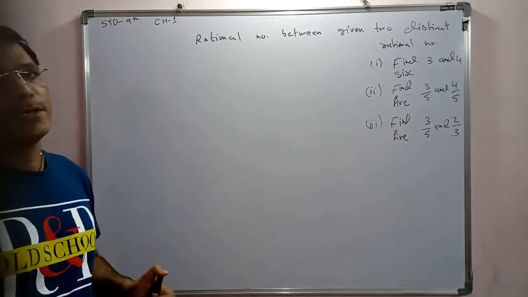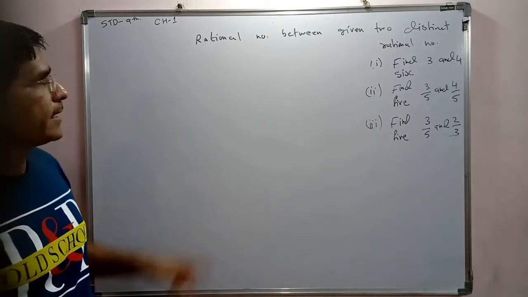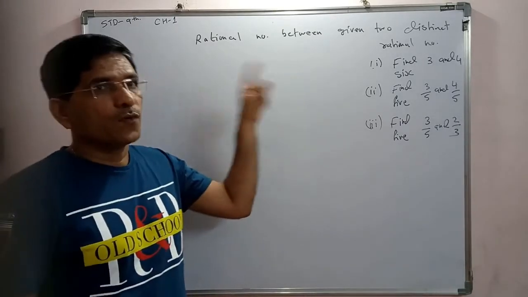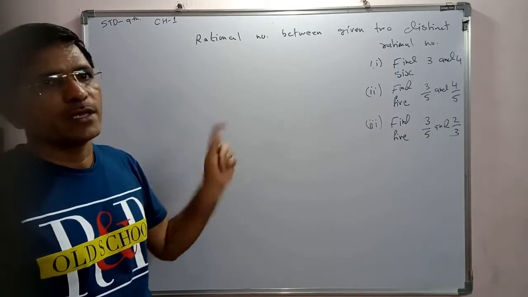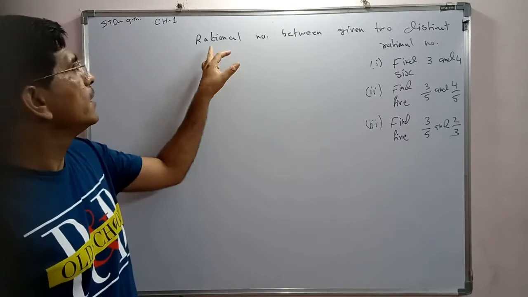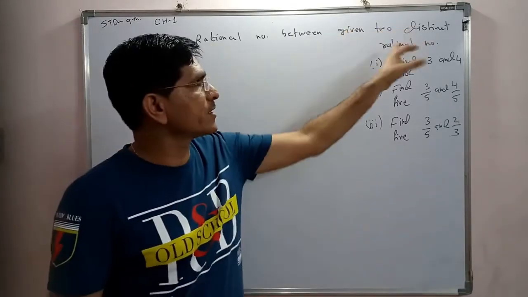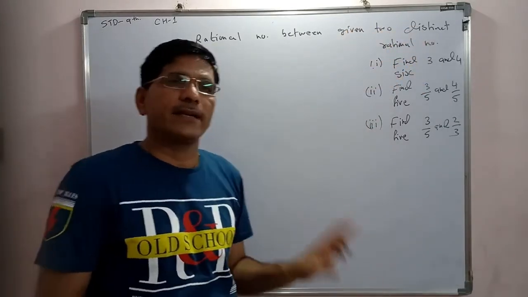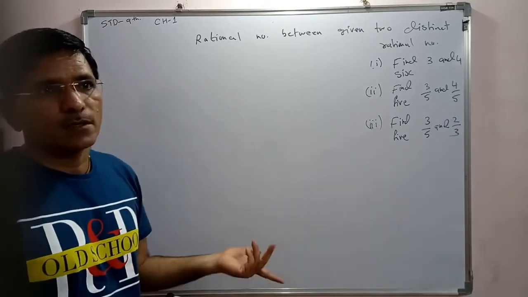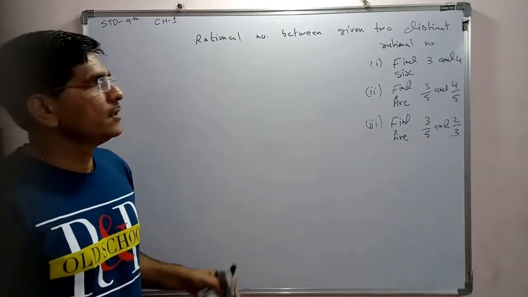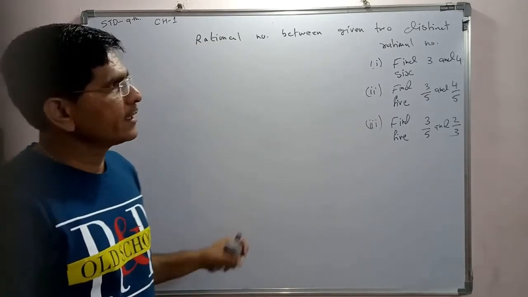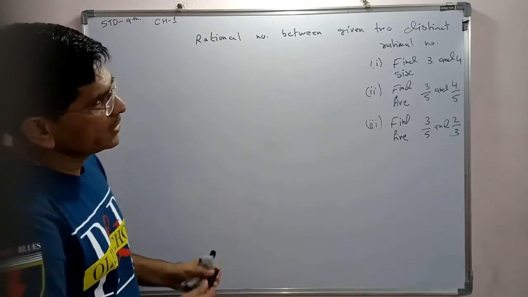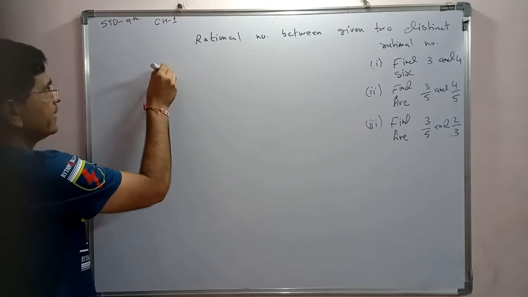Now, rational numbers between two given distinct rational numbers. We know from 8th standard that on the number line there are infinite rational numbers between two given rational numbers. So how can we find them? There are different ways given in our textbook, but now we have to discuss 3 examples related to it.